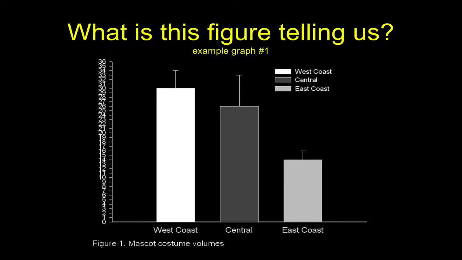West Coast, East Coast, and Central. Okay, so Ruben's saying there's something between West, Central, and East. Okay, so Elise says the number of mascots in these different regions. Anything else? Volume of mascot costumes. Volume of, okay, so maybe it's not number of mascots, maybe it's how big the mascots are or something. Okay. Any other guesses?